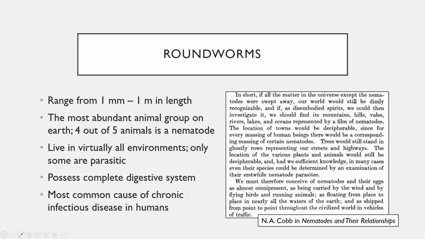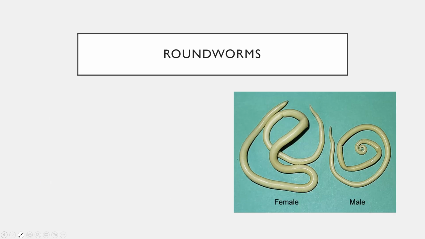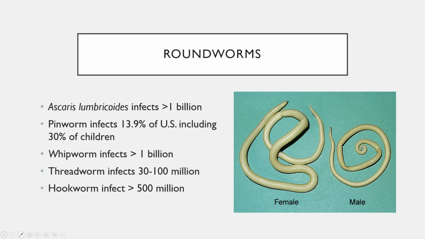Roundworms can be distinguished from flatworms in that they possess a complete digestive system, whereas flatworms do not. And unsurprisingly, given how ubiquitous they are, they are the most common cause of chronic infectious diseases in humans. To give you some idea of how many chronic infectious roundworms there are in the world, it is estimated that the roundworm Ascaris lumbricoides infects over 1 billion people on the planet.